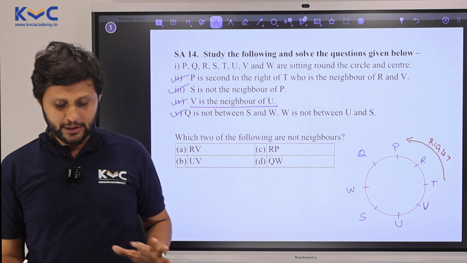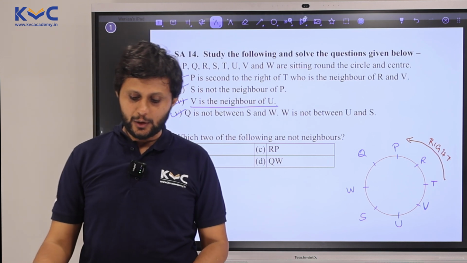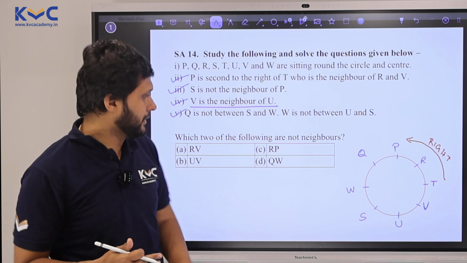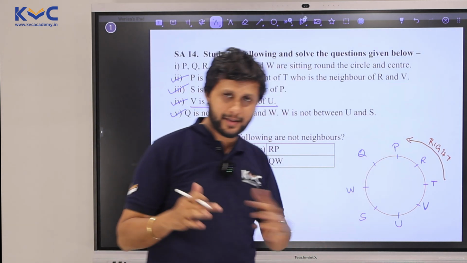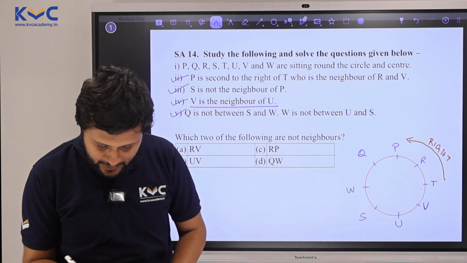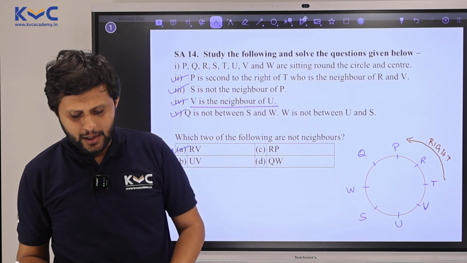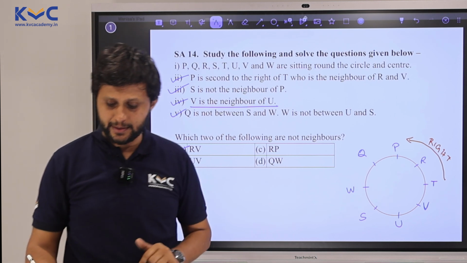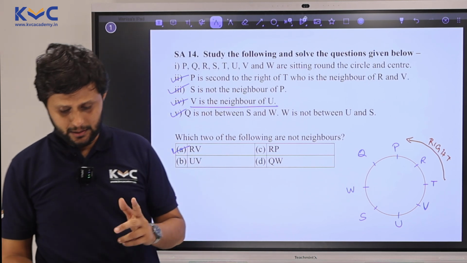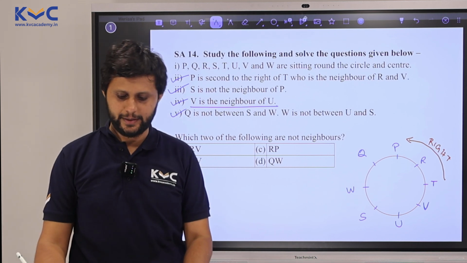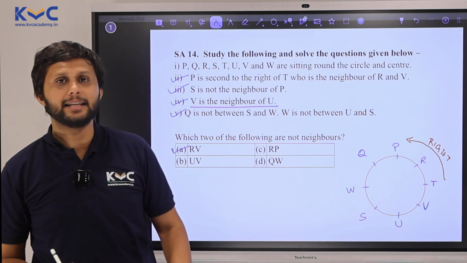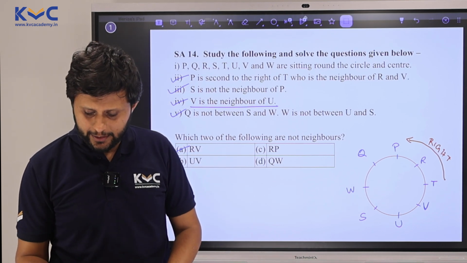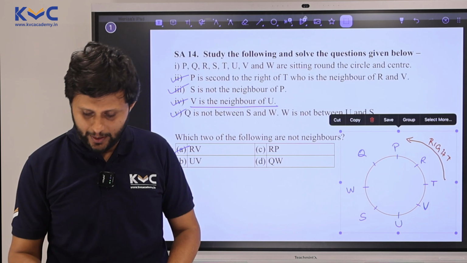Now coming to the questions. Which two of the following are not neighbors? RV. RV is not neighbor. Definitely we know that, R and V were on either side. RV is not neighbor, and that's the right answer. UV, we can check, they are neighbors. RP, they are neighbors. Q and W are also neighbors. So we have got the answer. Answer is A.